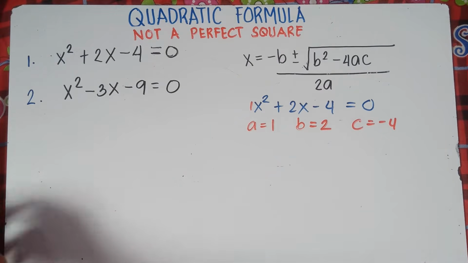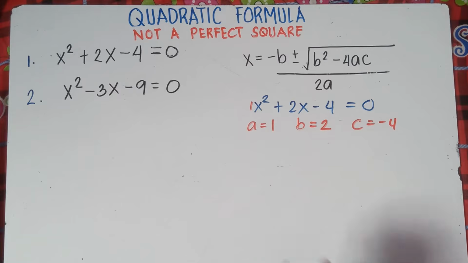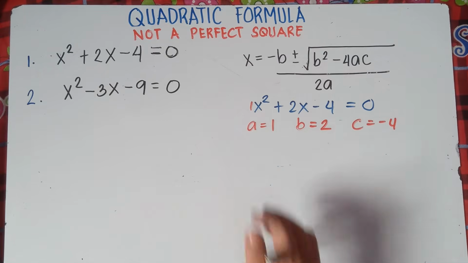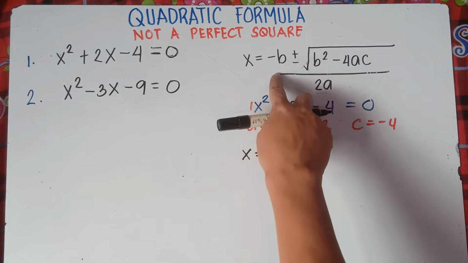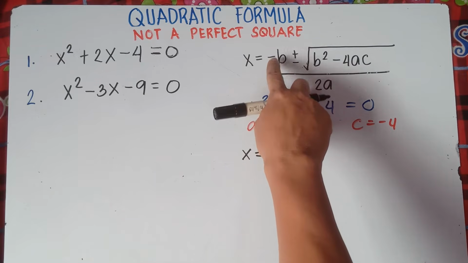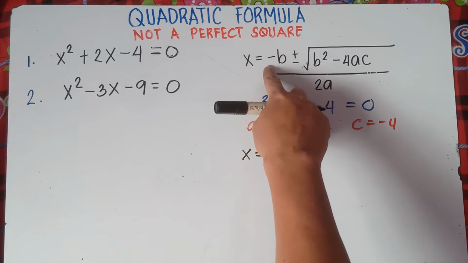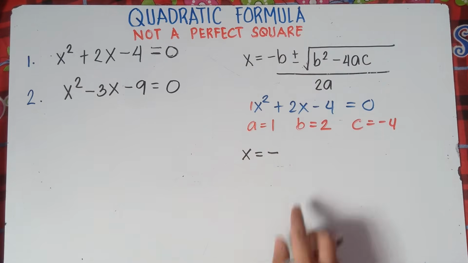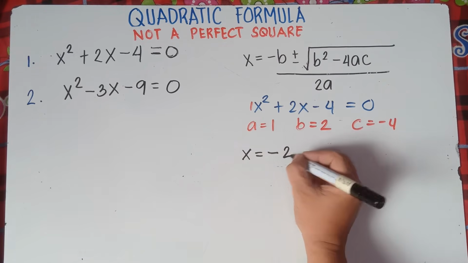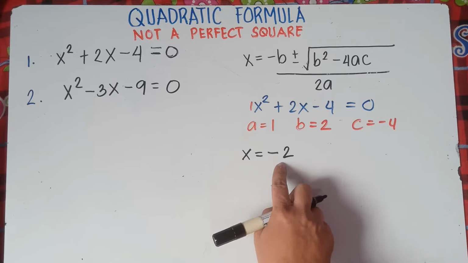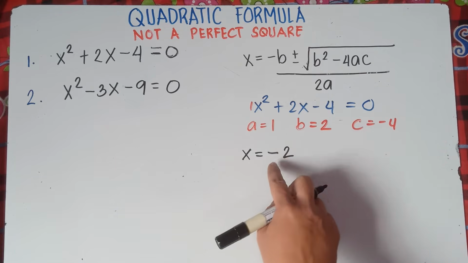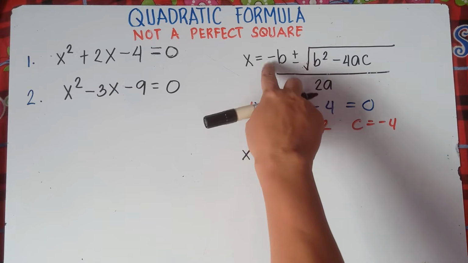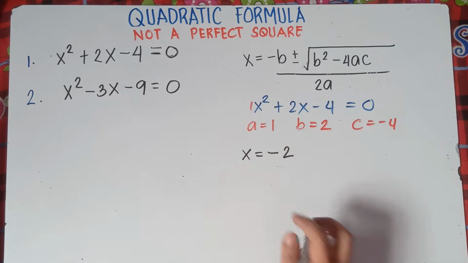Once you get the values of a, b, and c, go ahead class and substitute these values into the given formula. So that would be x equals, and in the formula it says negative, so copy the negative sign. Then your b is 2. Once again class, you will be asking, sir, where did you get negative 2, when our b is just positive 2? This negative came from the formula. So negative, then your b is 2.